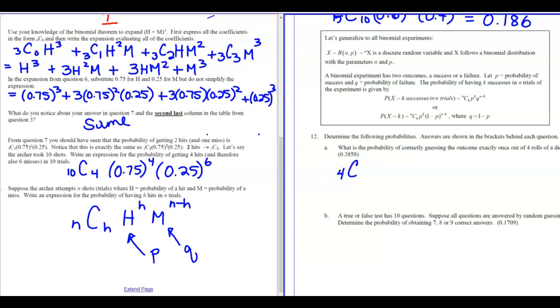And I'm going to use, just because it's so common for us, the C notation with the long subscript. Correctly guessing, so that's once, exactly once out of 4 rolls. This is for a regular 6-sided die. There are 6 possible options, so my probability of getting it correct is 1/6, the probability of getting it incorrect is 5/6, and that could happen 3 times.